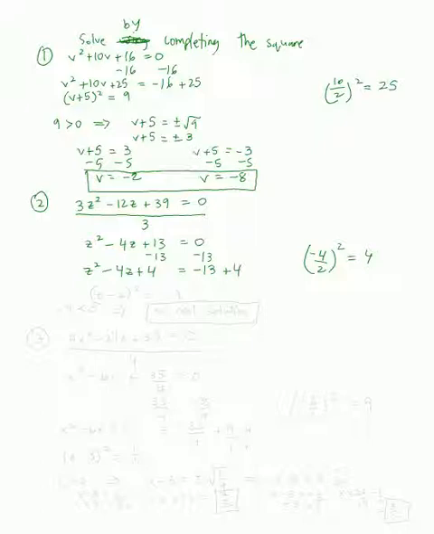Now factor the left side, simplify the right. This is z minus 2 squared. On the right I get negative 9. But notice now that negative 9 is less than 0. So this means no real solution. Which makes sense, right? You can't square something and get a negative number. So that's exactly why the last line doesn't make sense.